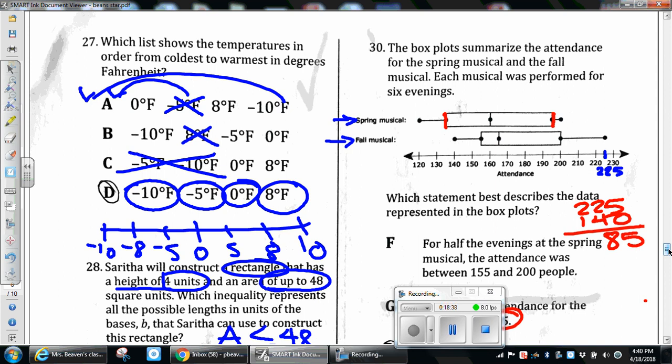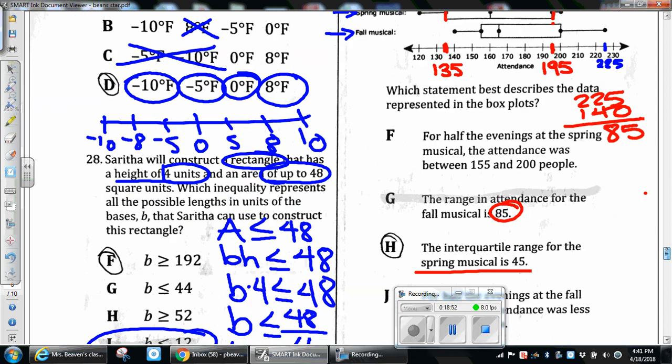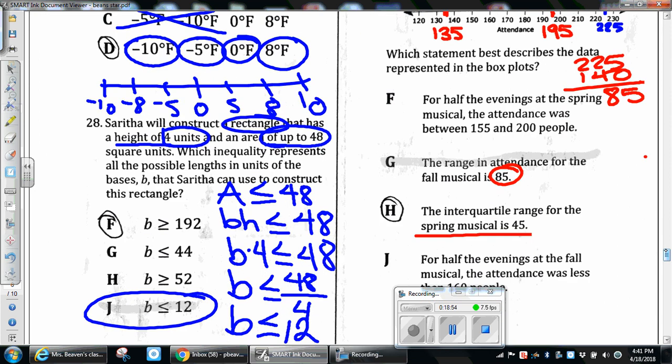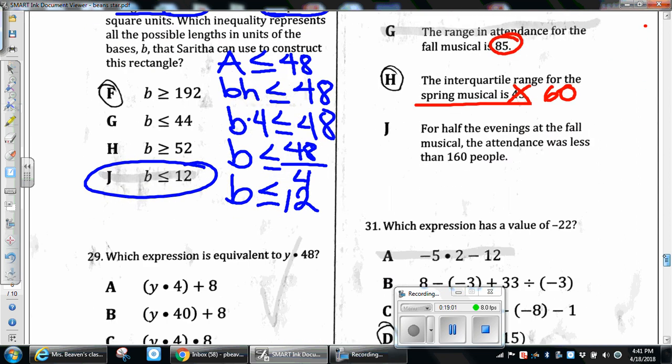So that median here is going to be 135. And the one here is going to be 195. So if we were to subtract those two, we would actually get 60. So that's why that is wrong. Okay? So let's go ahead and go to the next one, so 31.